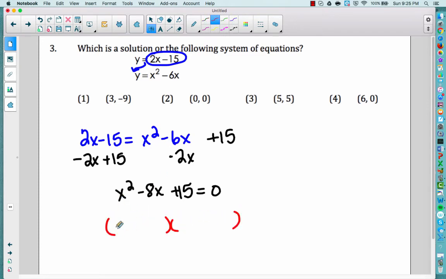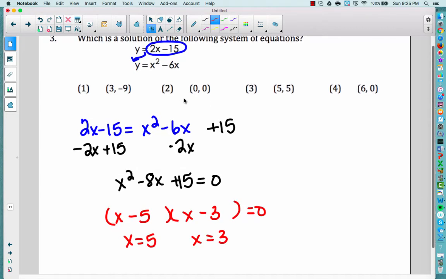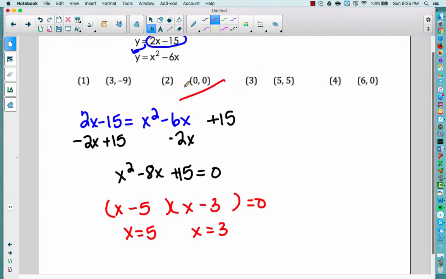So I get x minus 5 and x minus 3 equals 0. The factors of 15 that add to 8 are 5 and 3. All right, so x equals 5 and x equals 3. So I guess I do have to keep going, don't I? Because you might see it's not 2, so I can eliminate that, and it's not 6. But I don't know which one they gave us.